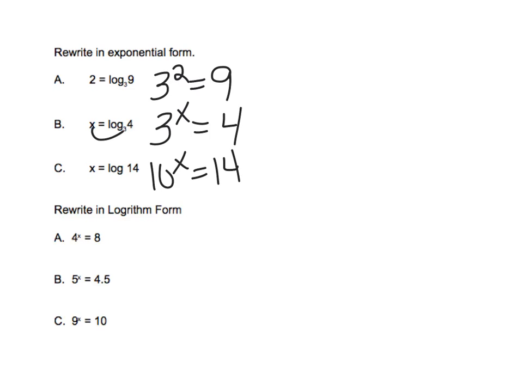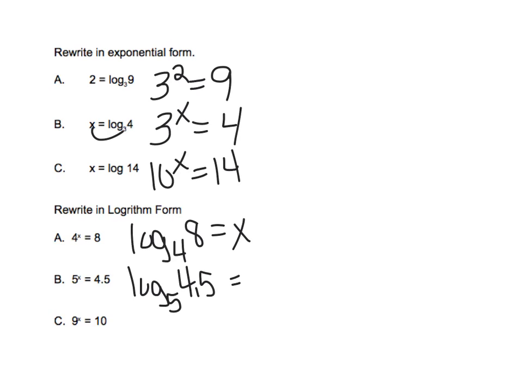And then going the other way, we can do the same basic idea. If it's given as an exponent and you need to write it in log form, 4 to the x equals 8, we'd have log base 4 of 8 equals x. On letter B, we would have log base 5 of 4.5 equals x, and log base 9 of 10 equals x.